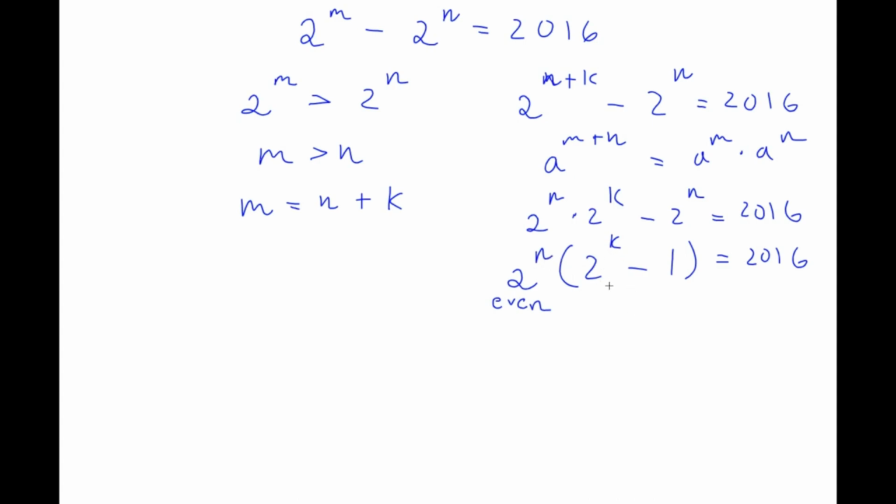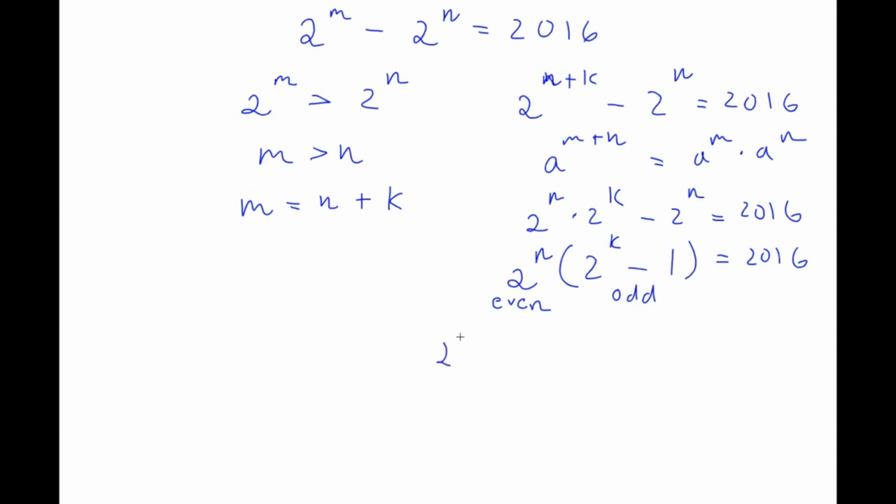Now, if we subtract 1 from an even number, what is it going to be? It's going to be odd, right? So 2 to the power of any number minus 1 will be odd, because 2 to the power of any number is even, so if we subtract 1 from an even number, it's going to be odd. So I have an even number times an odd number, meaning we need to change 2016 so it's in the form of an even number times an odd number.